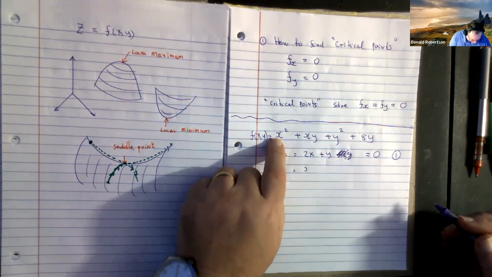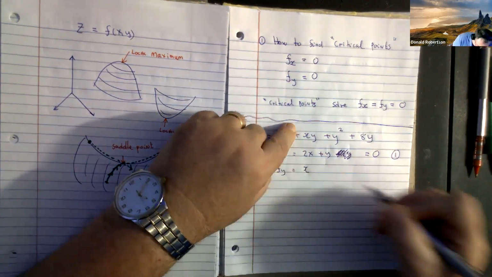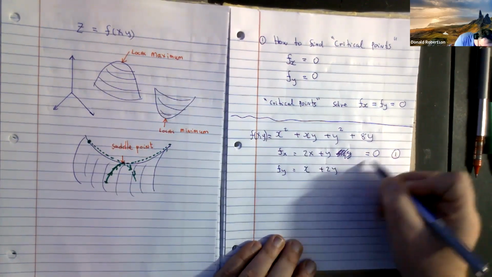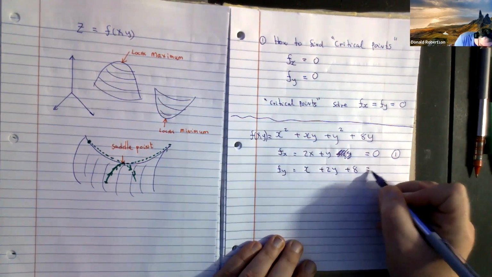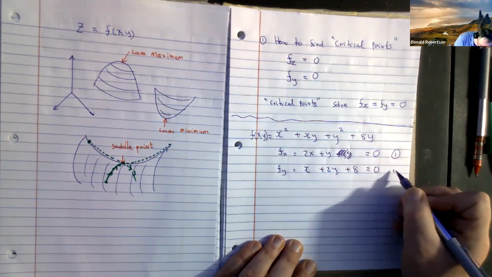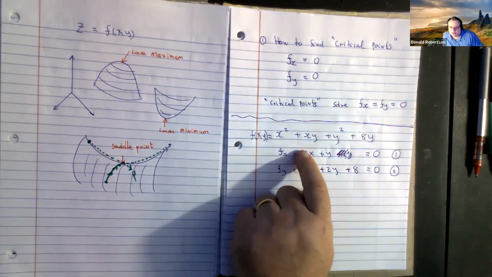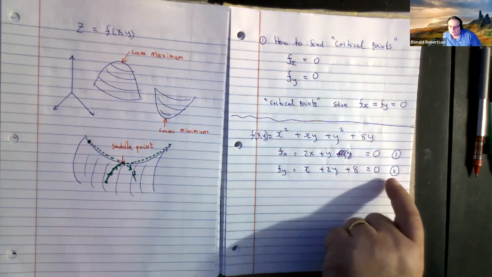Differentiate that with respect to y, you get 0. Differentiate that with respect to y, you get x. Differentiate this with respect to y, you get 2y. Differentiate this with respect to y, you get 8. And that also has to be equal to 0. And so we now have two equations. 2x plus y must equal 0, and at the same time, all of this equals 0.